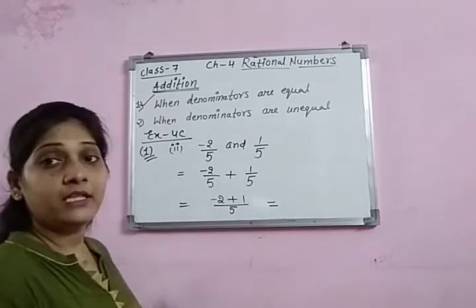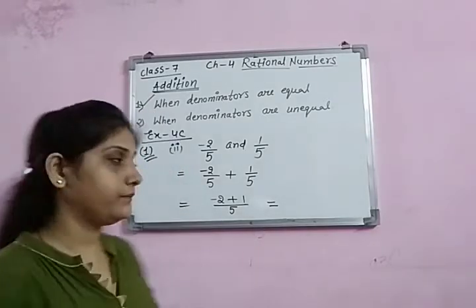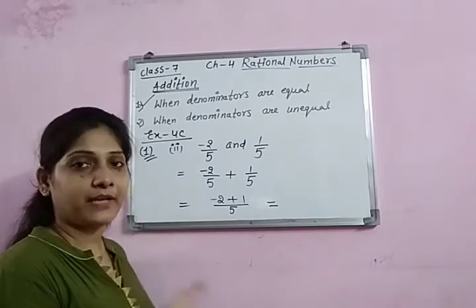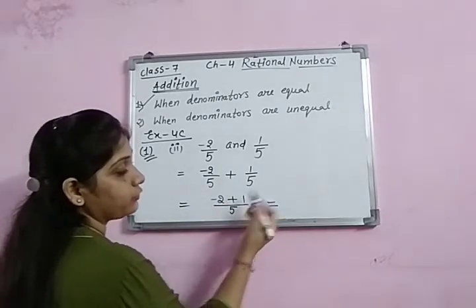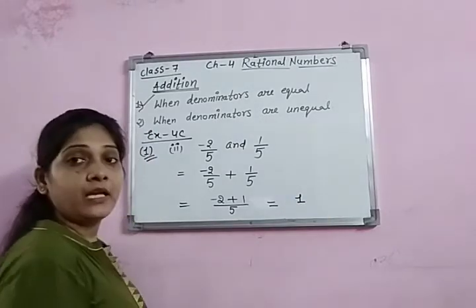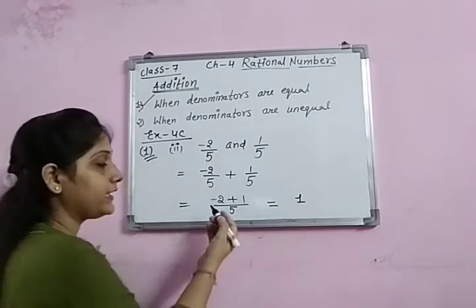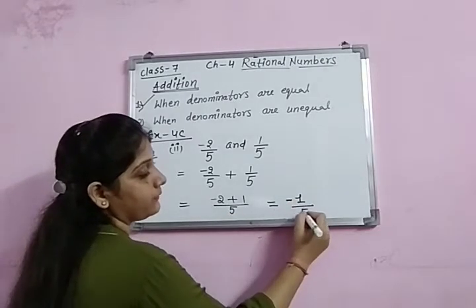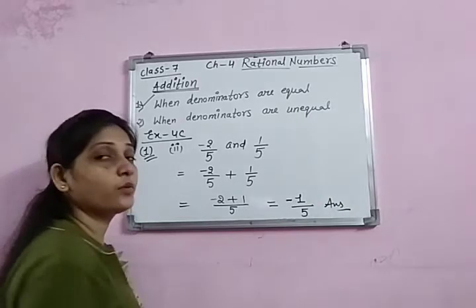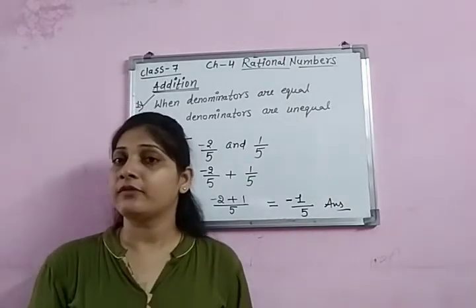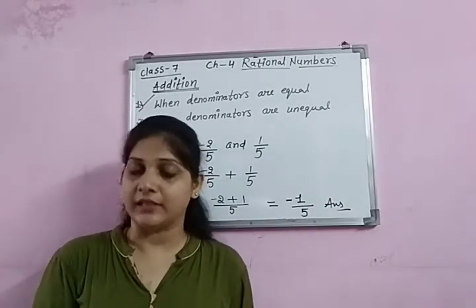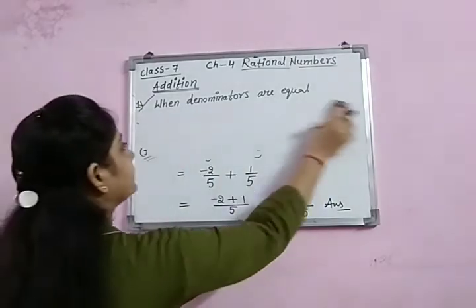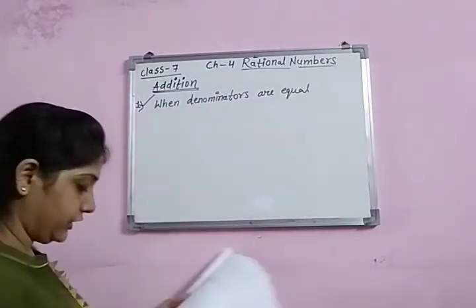Minus 2 plus 1. Now use the concept of integers. It is negative 2, it is positive 1. Opposite signs means subtraction. So when we subtract 2 and 1, it gives me 1, but the sign is according to the greater number. So 2 is bigger, it has a negative sign, so I write negative 1 upon 5. This is the way by which we can do the addition of rational numbers when the denominators are equal. Let's do one or two more parts of this type.